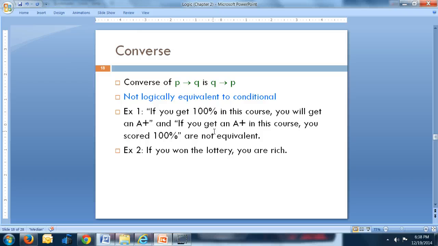The converse of the conditional statement doesn't have the same value as the original statement. It is not equivalent in terms of the conditional. The converse of B then Q is Q then B. All right. Now you can see that they are not equivalent. If we take this example, if you get 100% on this course, you will get an A+, versus now the Q then B, if you get an A+ in this course, you scored 100%. These are not equivalent. We don't guarantee that.